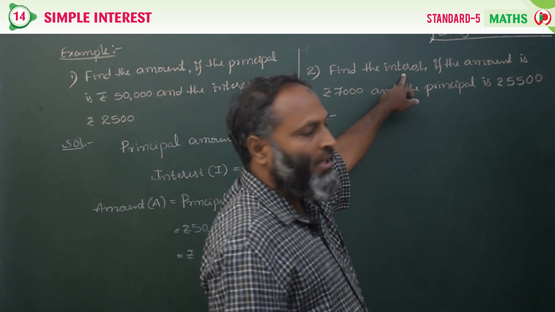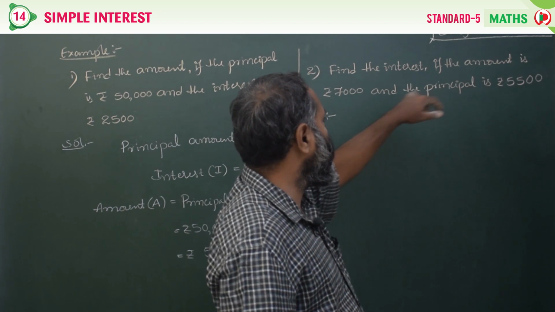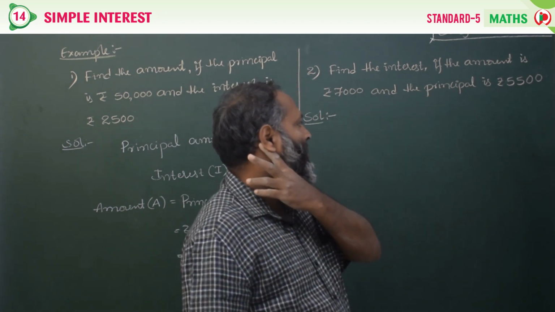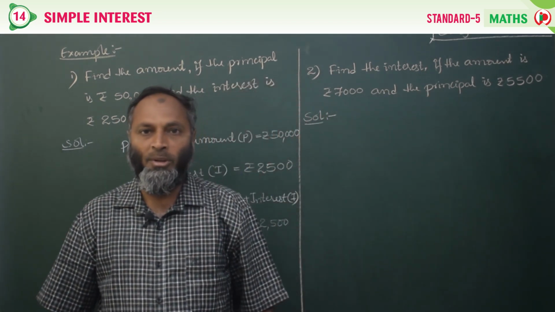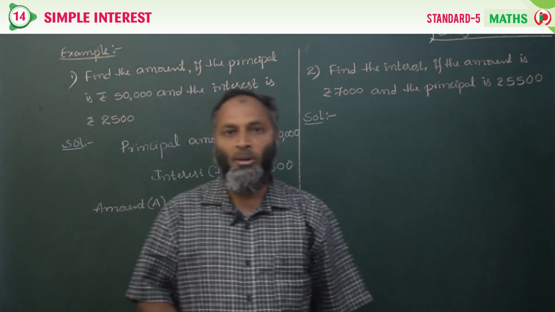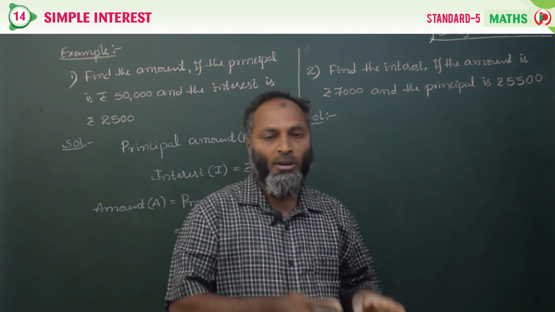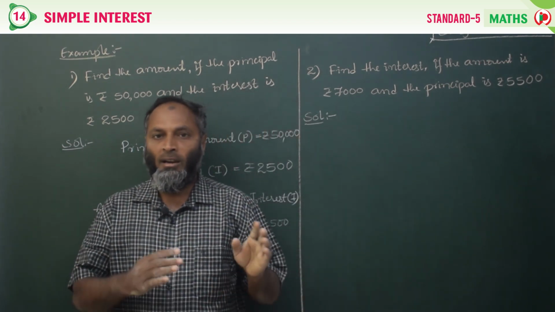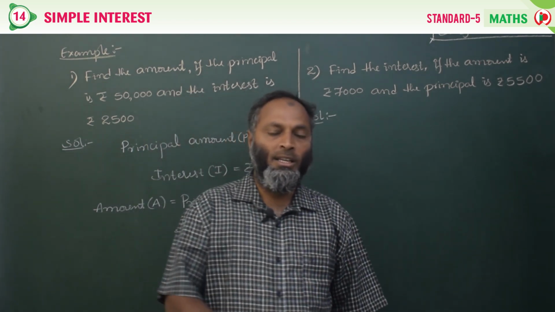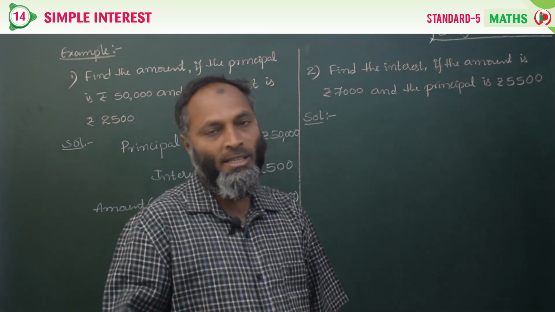Now here we should find the interest. Amount is given and principal is given. Suppose you are paying 110 rupees to your friend, and you took 100 rupees. Then how much interest did you pay? From the amount, the principal should be subtracted: 110 minus 100. Then you will get 10 rupees that you paid as interest.